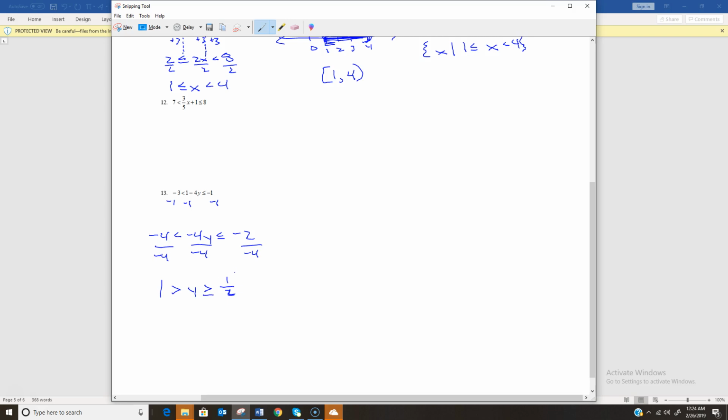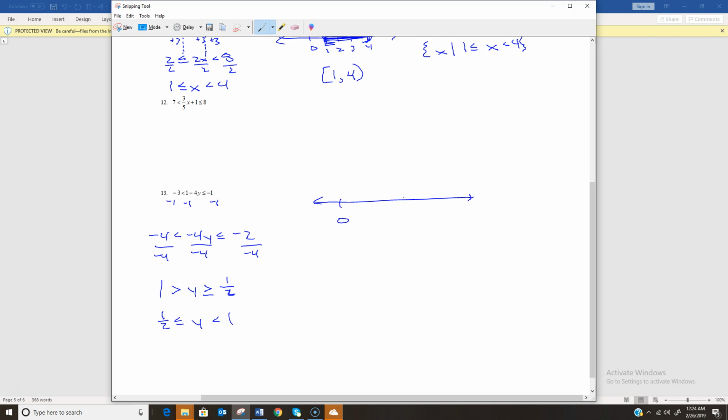We have the smaller number on the right side, and that's not how we want it. We always want the smaller number on the left. So we're going to flip this whole thing around and say 1/2 is less than or equal to y is less than 1. And so when you graph that, y is literally between 1/2 and 1.